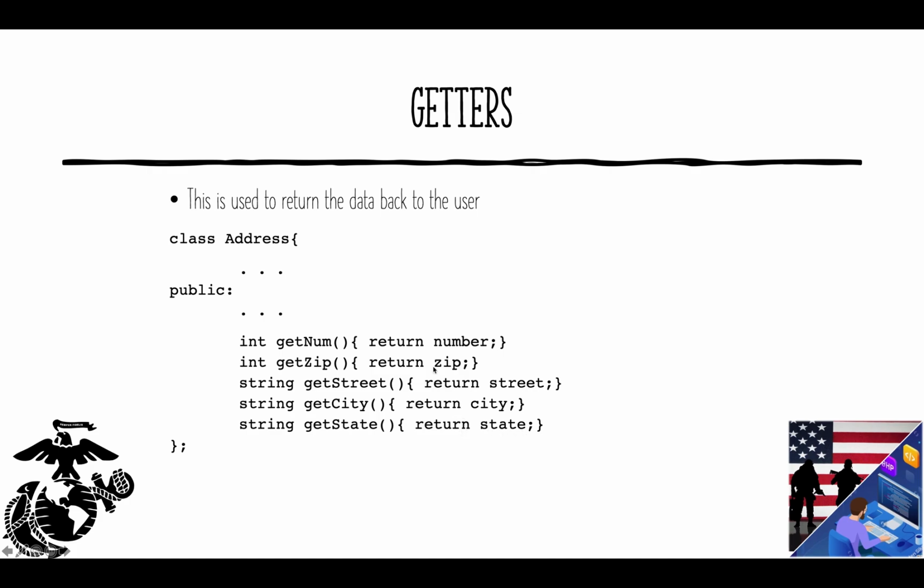And because we are returning, we have to have the specific return type. So number and zip have to have the return type of int. Street, city, and state have to have the return type of string, because those are the respective types of each of the members.